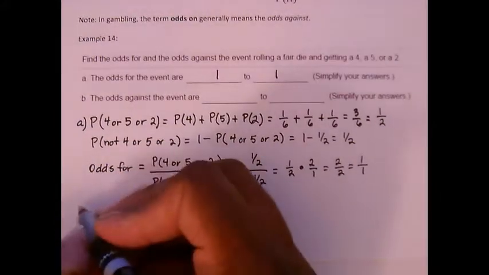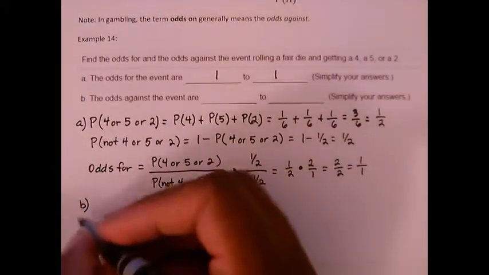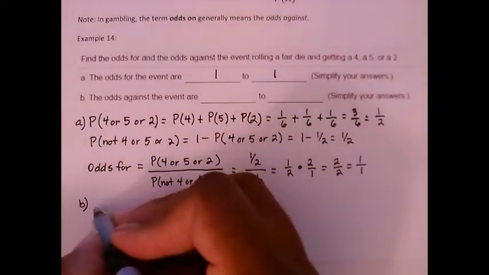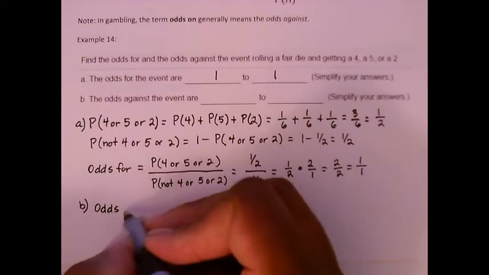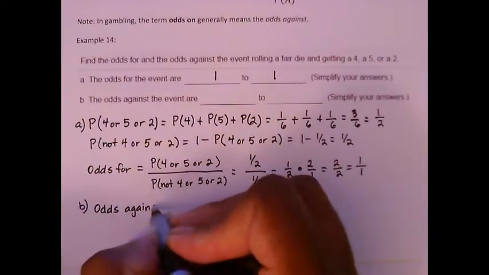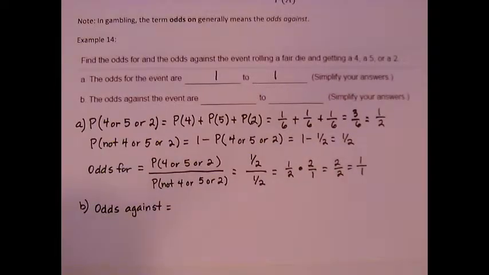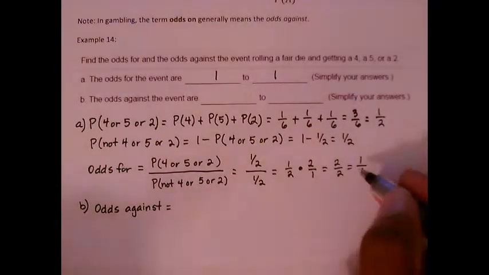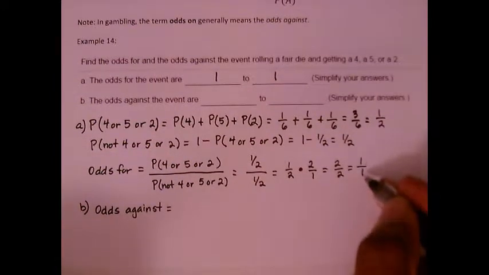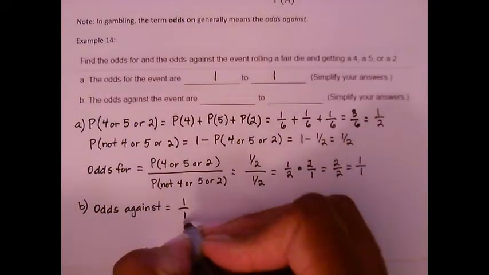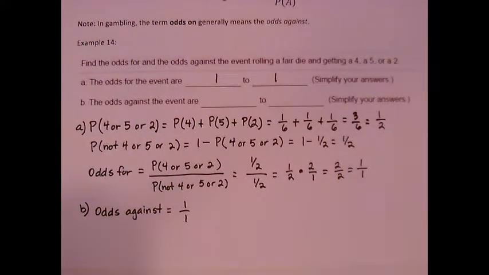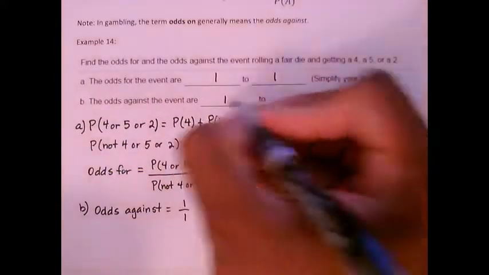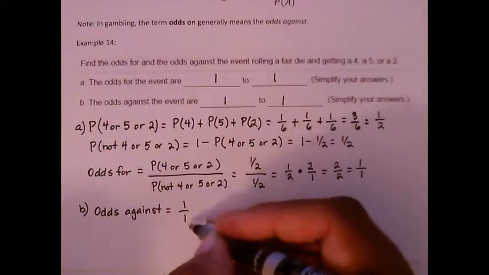Now part B, we want the odds against. So the odds against that event happening, well, pretty much we just take the reciprocal of the odds for, because I did tell you that the odds against is the reciprocal of odds for. So if I do the reciprocal of 1/1, that's still going to be 1/1. So the odds against the event are 1 to 1.